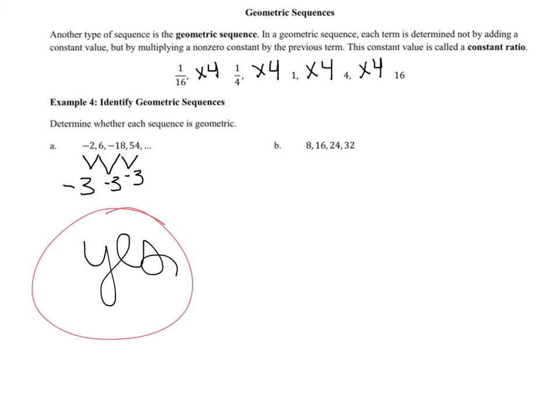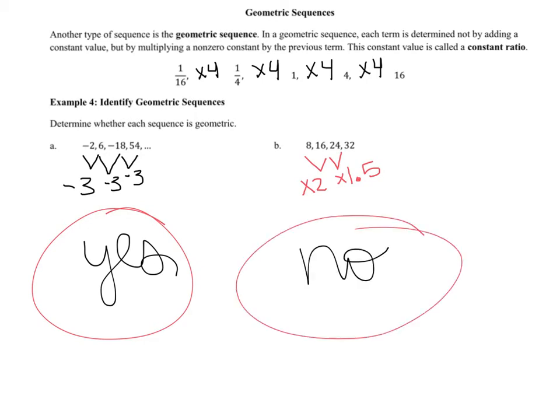Let's take a look at our second case. To get from 8 to 16, we know that we're multiplying by 2. To get from 16 to 24, we would be multiplying, but we would only be multiplying by 1.5. So since 2 and 1.5 are not the same numbers, we don't have a constant ratio here. So our answer is no. This is not going to be a geometric sequence.